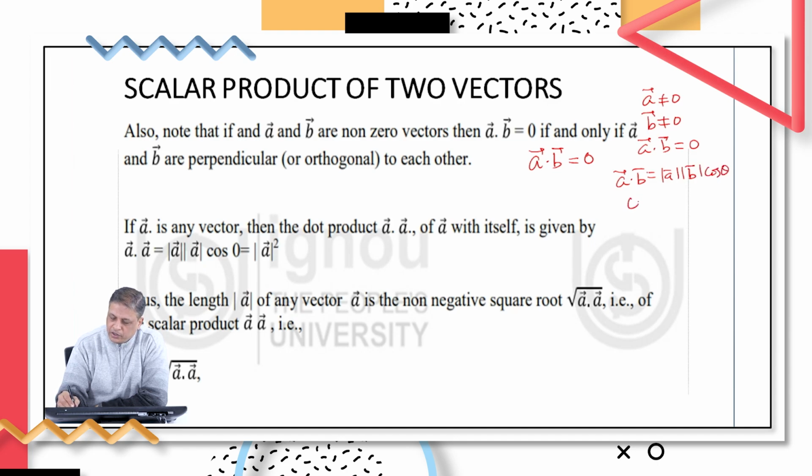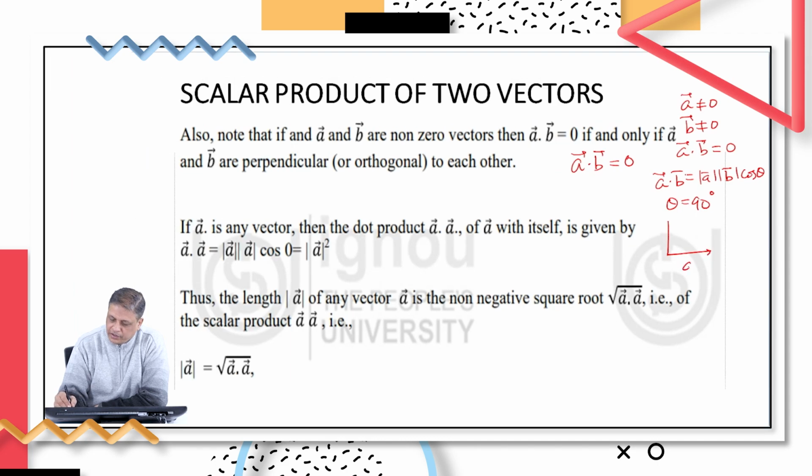So when theta is equal to 90 degree, that means A vector is in this direction and B vector is in this direction, and the angle is 90 degree, then cos 90 degree is 0. Cos 90 degree is 0. As a result, A vector dot B vector is equal to magnitude of A vector into magnitude of B vector into cos theta, where theta is equal to 90 degree, will turn out to be 0.